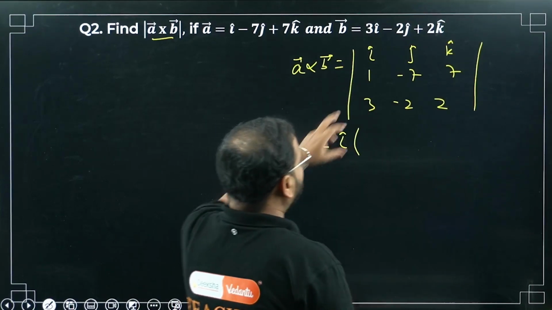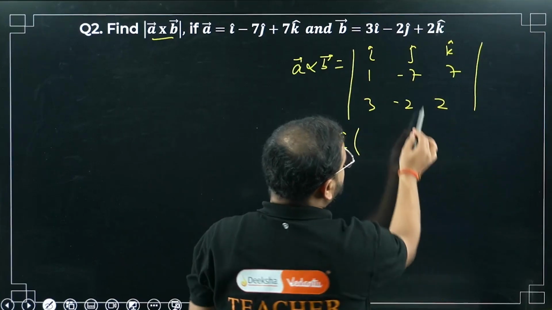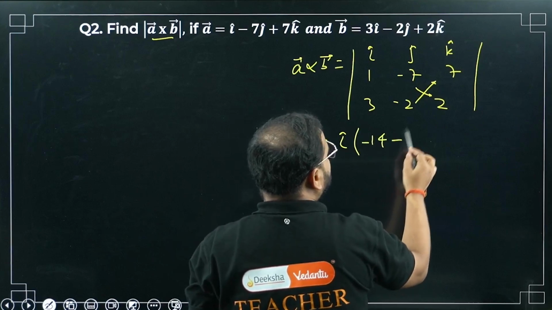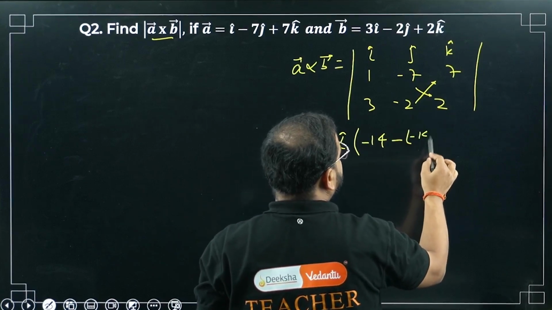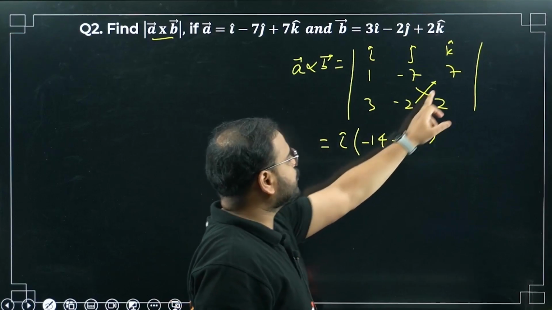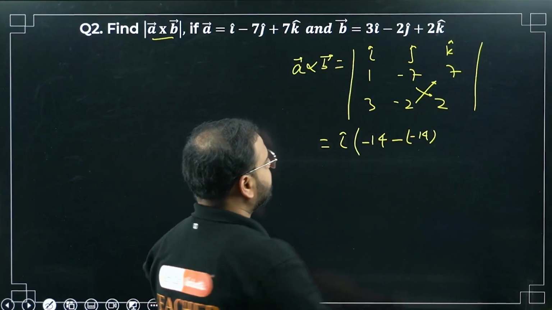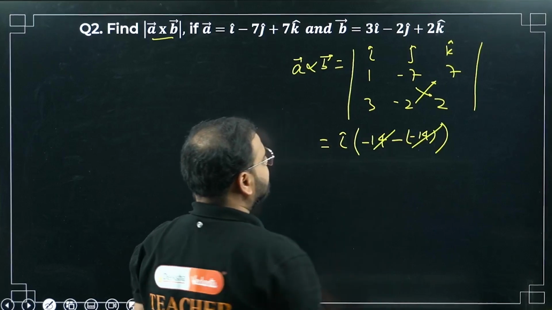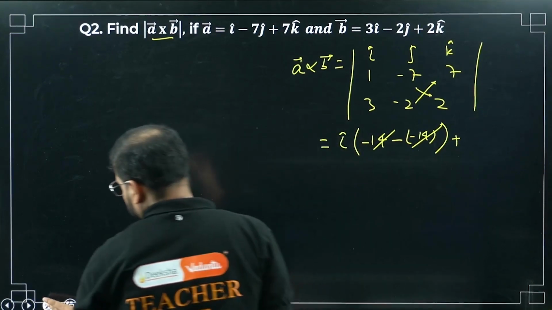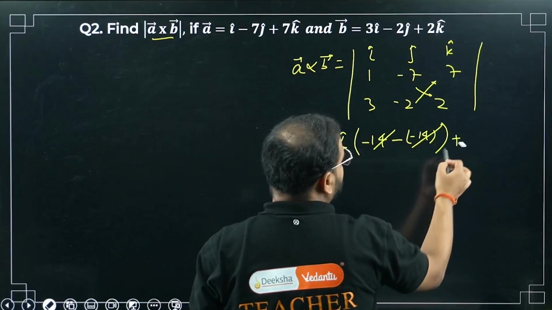i cap times what? I'm going to multiply these two minus these two. So minus 14 minus of minus 14. Minus 7 into 2 is minus 14, and minus 2 into 7 will again be minus 14. So luckily for us, this will get cancelled. Minus 14 plus 14 will be 0. Now again, not plus, forgive me, for j cap the sign will be negative.